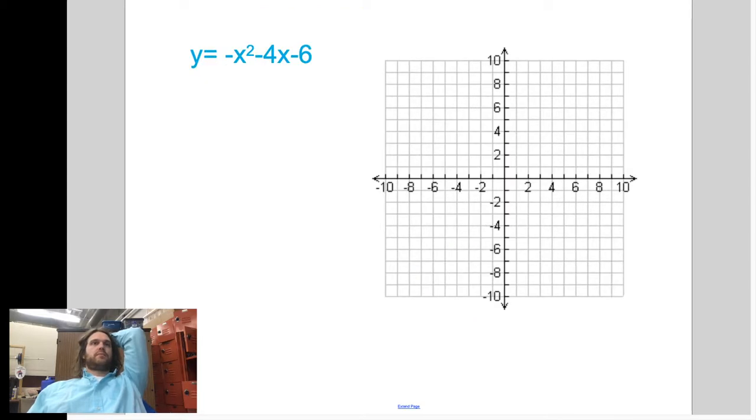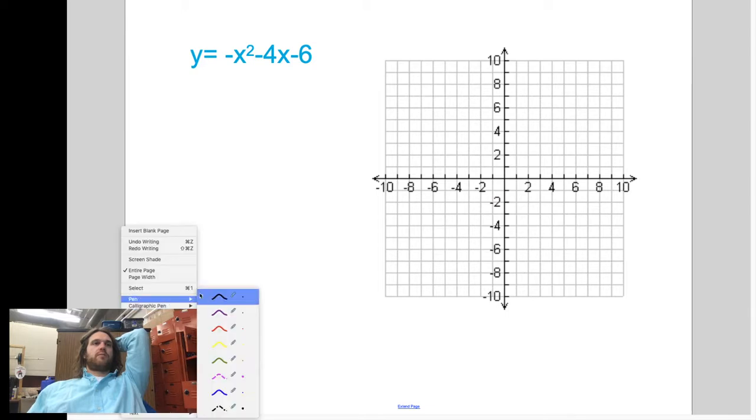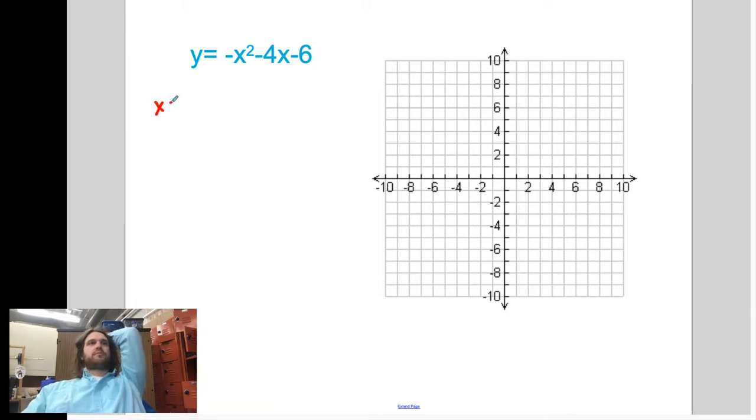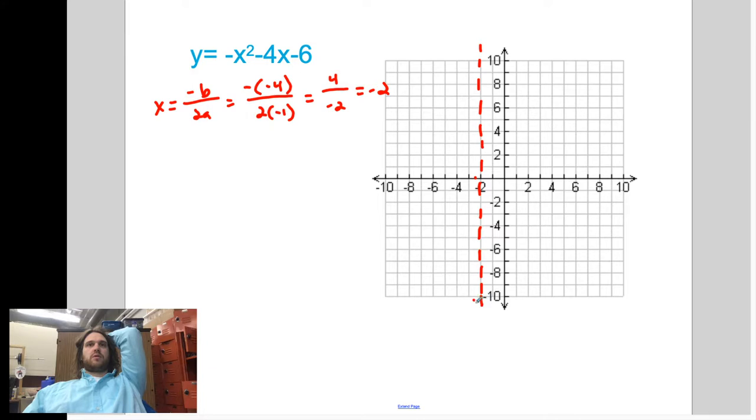All right, next one. It's the last one, so again, I'm just going to do a bunch of examples, so feel free to try if you want. x equals negative b over 2a. The opposite of negative 4 divided by 2 times negative 1, which gives us positive 4 over negative 2, which gives us the x value, negative 2. So our axis of symmetry is x equals negative 2.